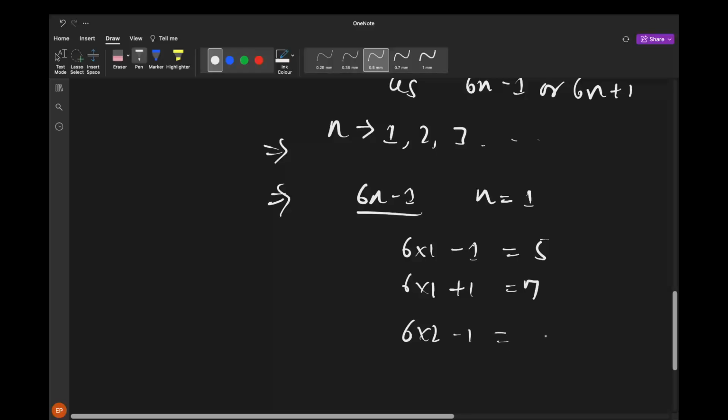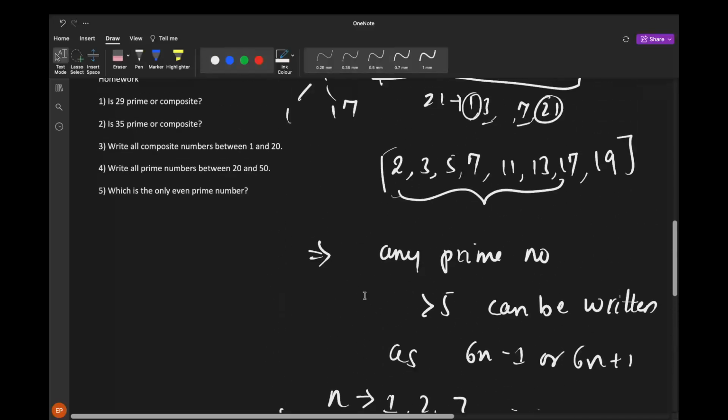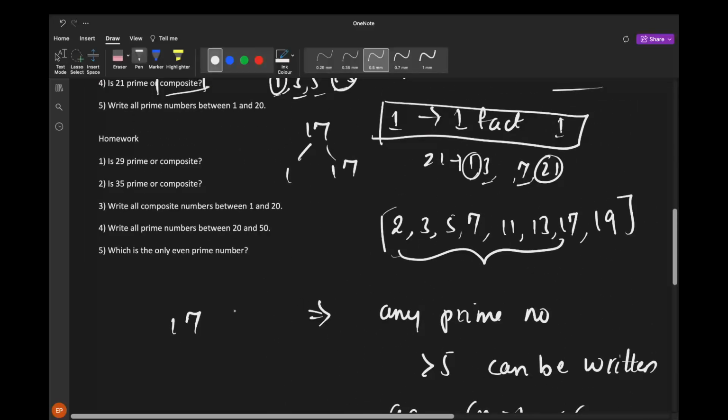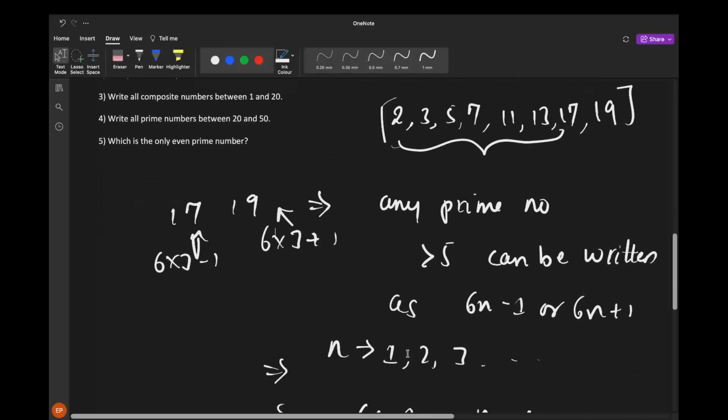I'll write so on. 6 into 2 minus 1 is 11. 6 into 2 plus 1 gives 13. Here you can see prime numbers are coming. Sometimes it may give a composite number, but all prime numbers can be written in this form. Consider 17 and 19. 6 into 3 minus 1: 18 minus 1 is 17. 6 into 3 plus 1: 18 plus 1 is 19. For easy purpose, you can remember this: all prime numbers can be written in the form of 6n minus 1 or 6n plus 1.